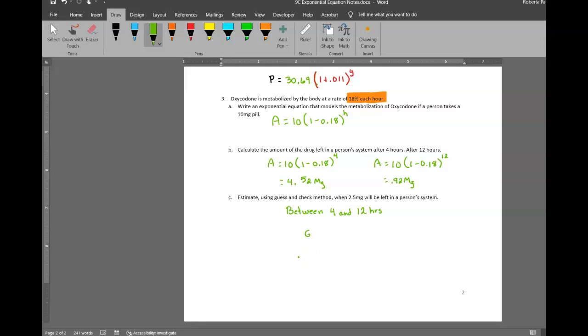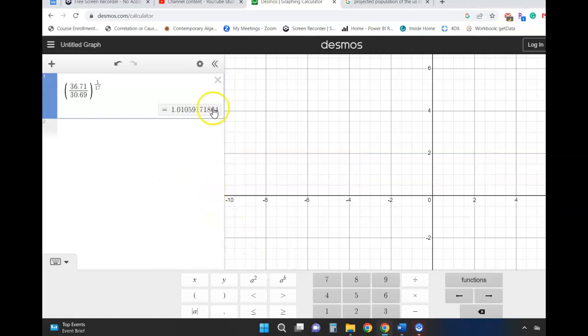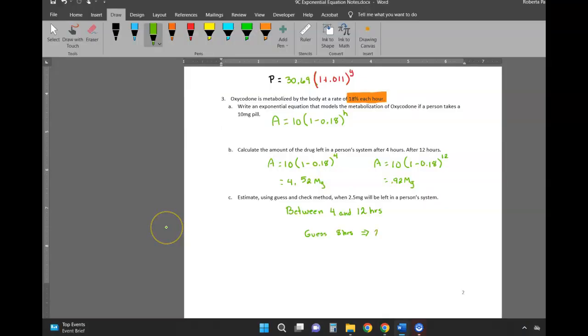So I am just going to guess 8 hours. I'm going to find out how much is left in 8 hours. I'm just going to go to Google again, or to Desmos, and type in 10 times 1 minus 0.18, and raise that to the 8th power. And we get 2.04. So we're close to that 2.5 milligrams, but we have to go up a little bit. That means we have to go back in time.